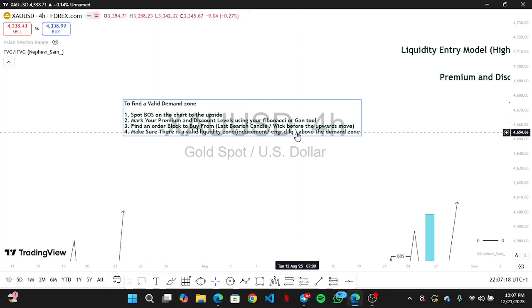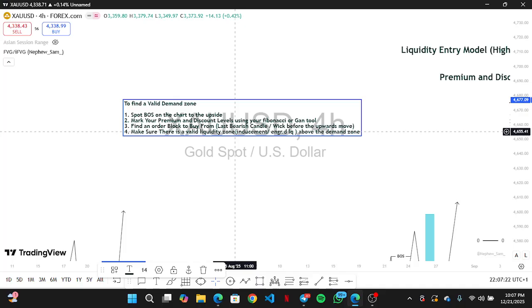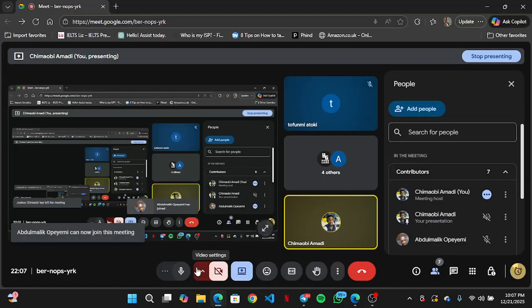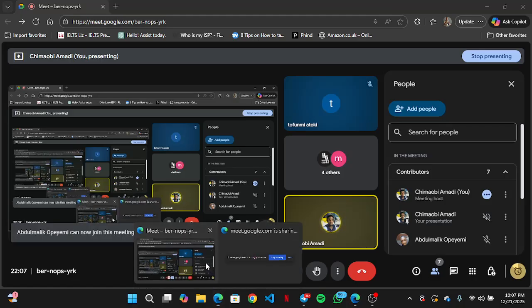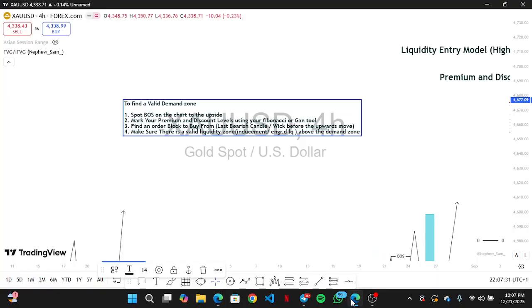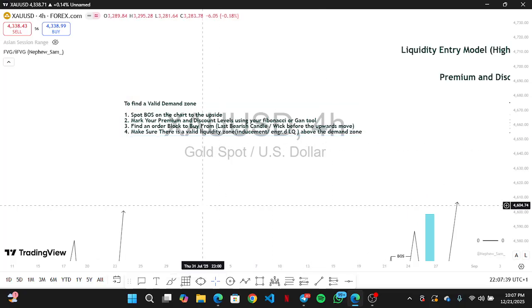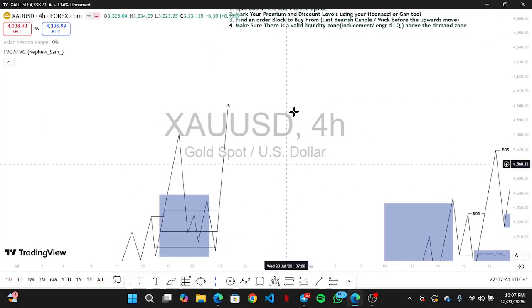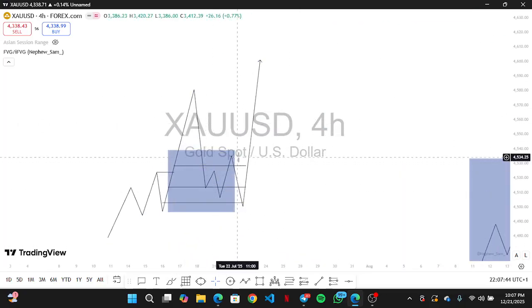So now this is the second case whereby I wrote, after you find an order block, make sure there is a valid liquidity zone. And I wrote here in brackets, engineered or inducements, engineered liquidity, LQ. That's what I mean by LQ here. Engineered liquidity is above the demand zone. So now, as I told you guys, there are various demand zones here.